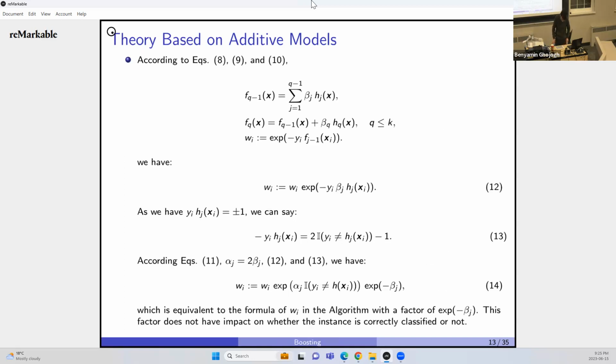According to equations 8, 9, and 10, I have repeated them all here. This is equation 8, 9, and 10, which we had. Okay. So these two were the forward stage, and this is wi. Okay. Now I can replace fj minus 1 xi by beta j hj xi according to this. For the jth model.